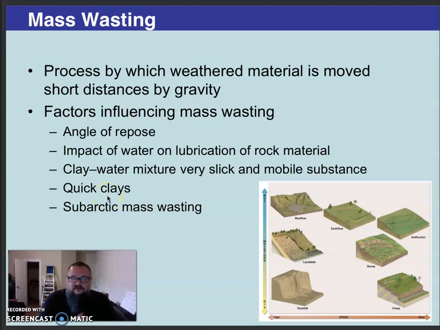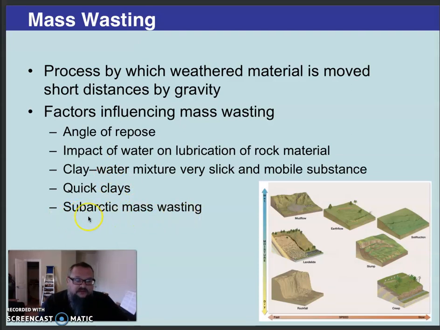There's something called quick clays in the northern latitudes. Quick clays are very old soils that were lifted up through plate tectonics. Of interest to us here, talking about mass wasting, is that when quick clays have a lot of stress put on them, that could be through something like a landslide or a jolt of energy like an earthquake, quick clays begin behaving as a liquid, and so you'll go from having solid ground to having ground moving downslope like a liquid, which would be really, really terrifying.